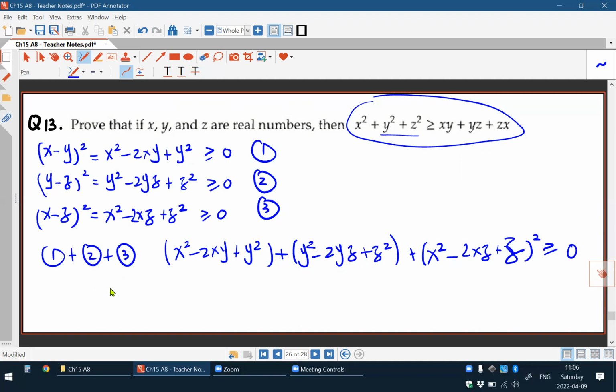Why did you put the square outside the bracket? Okay. Right? You follow me? Yeah.